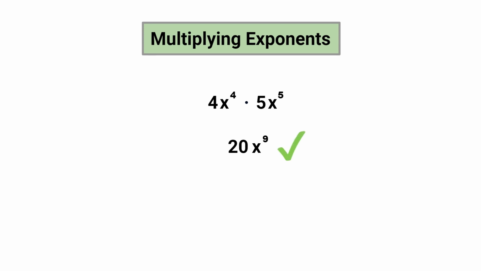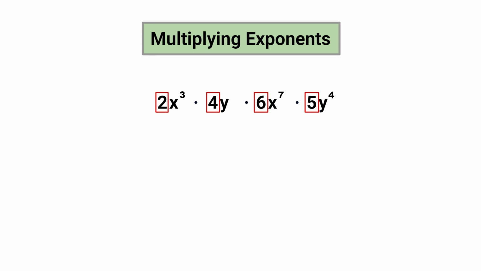Okay, let's try simplifying one more expression. And like the previous expression, I'm going to start by multiplying the numbers. And next, I'll multiply the variables. So let's start by multiplying 2 and 4. And 2 multiplied by 4 is 8. And next, let's take the answer 8 and multiply it by the next number in the expression, 6. And 8 multiplied by 6 equals 48. And next, let's multiply our answer, 48, by the next number in the expression, 5. And 48 multiplied by 5 equals 240.